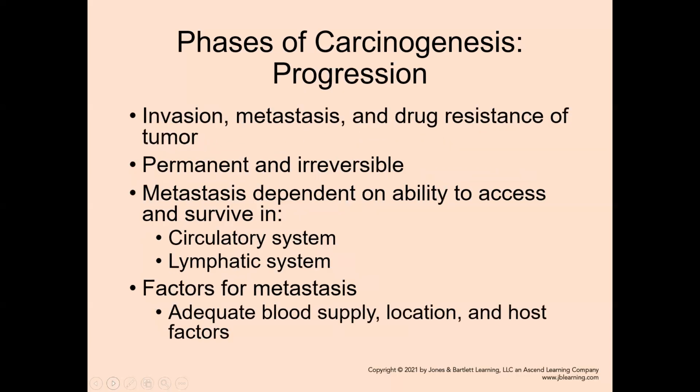Then when we get to the next stage, which is progression, that is where the tumor invades and metastasizes, and there is permanent and irreversible damage. Metastasis usually happens via the circulatory system or the lymphatic system. And basically, where the metastasis is depends on the adequate blood supply, the location, and the host factors, or for lack of a better word, where the primary site is.